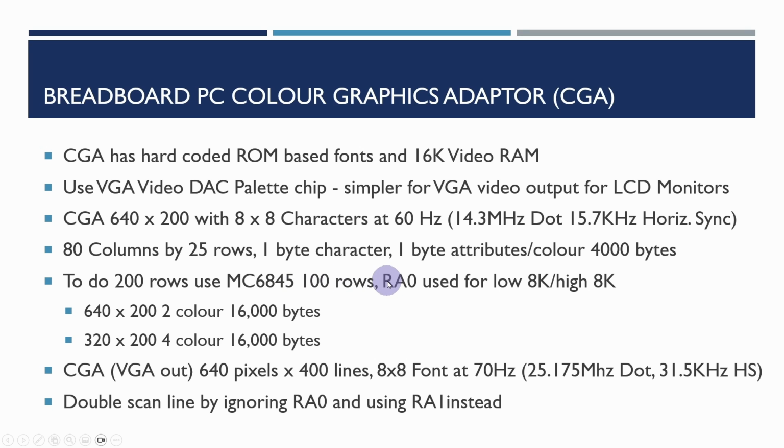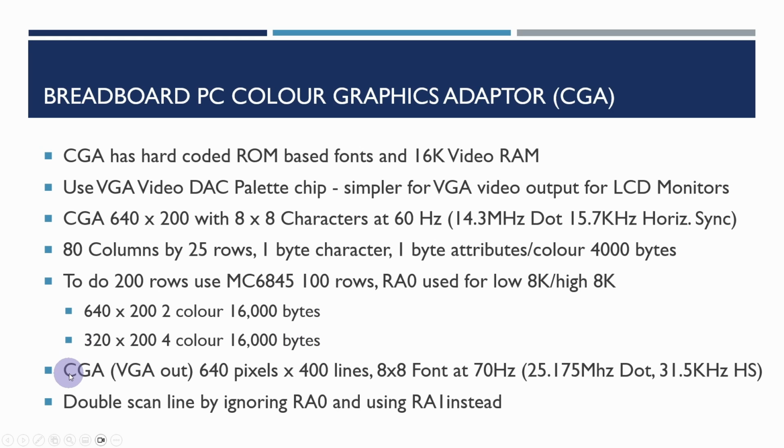So the original CGA card used row address 0, or raster address 0, to select between the lower 8K of video RAM and the upper 8K. What this basically meant is that line 0 would be in one block of 8K, line 1 would be in the higher block, and then it would toggle between the two. Now with 640 by 200 in 2 colors, we use the full 16,000 bytes, and with 320 by 200 we have 2 bits for the color. It gives us 4 colors, and again uses 16,000 bytes.